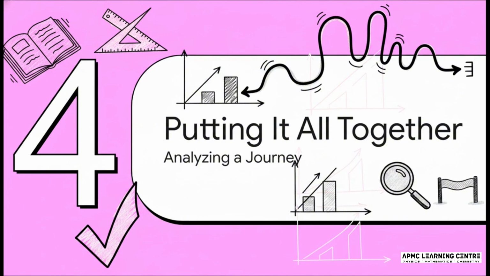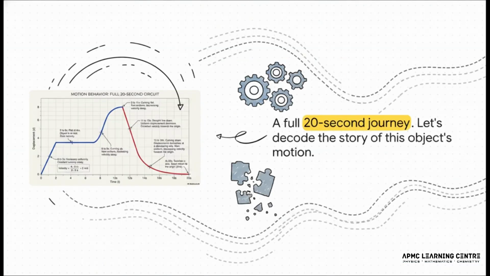Okay, you've got the rules, you've got the dictionary. Now it's time for the final challenge. Let's put everything we've learned together and analyze a full, complex journey from the very beginning to the very end. And here it is, our entire 20-second journey. I know, it looks like a lot is going on, but trust me, we now have every single tool we need to decode this. We're just going to break down the story of its motion section by section.